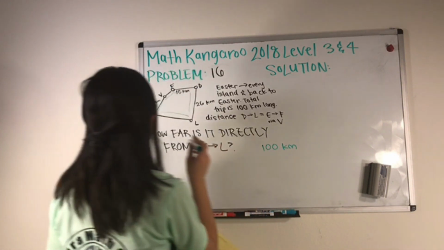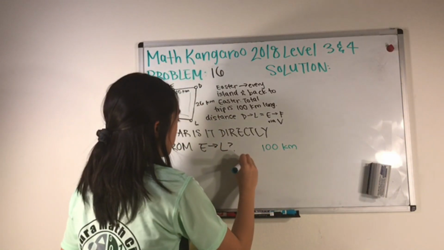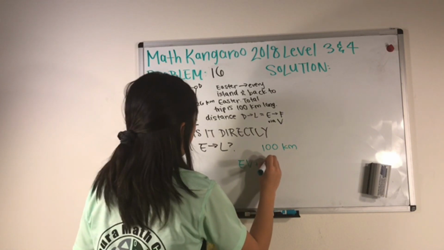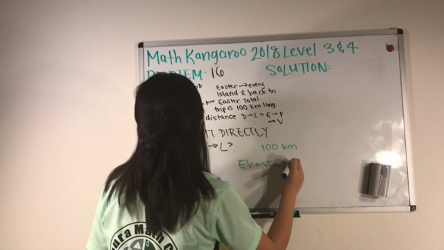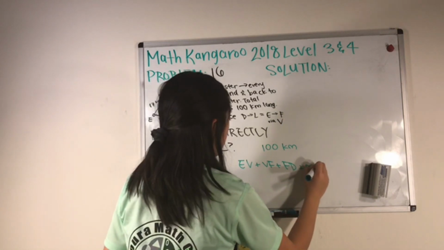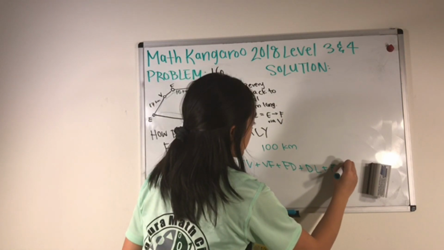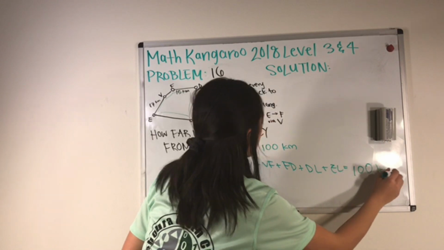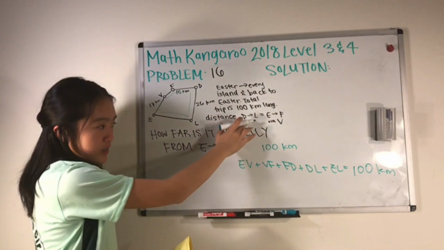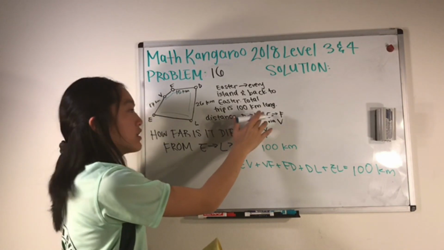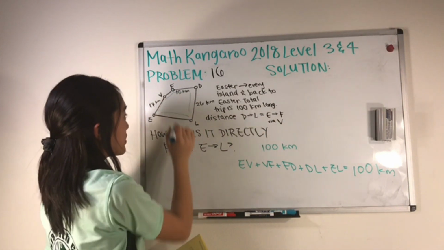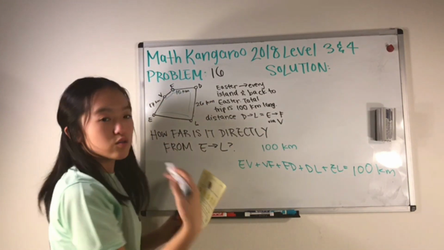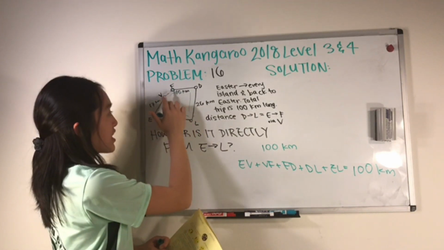So first we have segment EV plus VF plus FD plus DL plus EL should equal 100 kilometers. So we know that the distance between D to L is the same as the distance between E to F. So E to F should be the same as D to L. D to L is 26, and we want to find V to F.